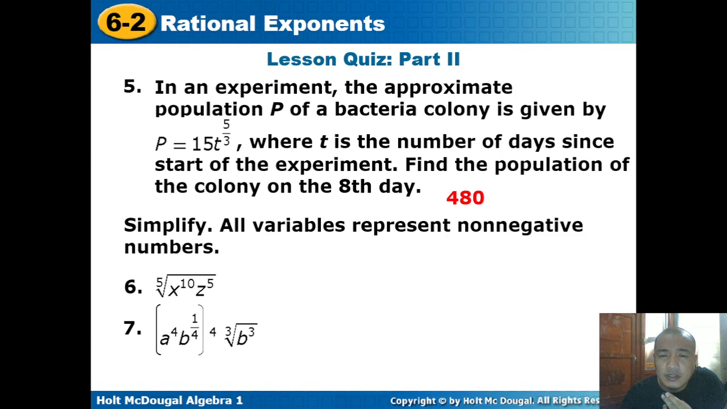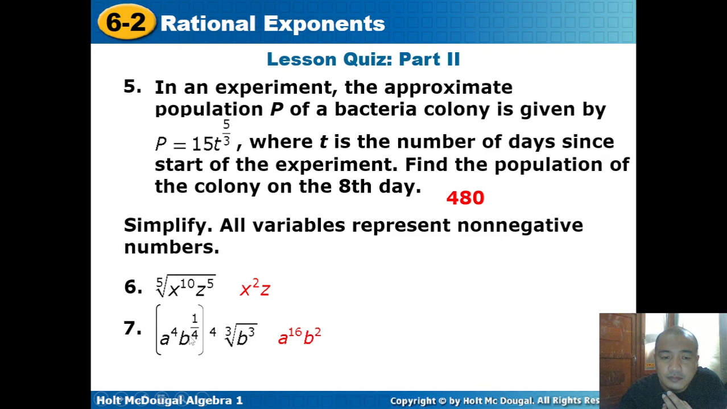Simplify. All variables represent non-negative numbers. For number 6, the fifth root of x to the 10th, z to the fifth power. For the shortcut, we just divide the exponent: 10 divided by 5 is 2, so x squared; 5 divided by 5 is 1, so z. So x squared z.